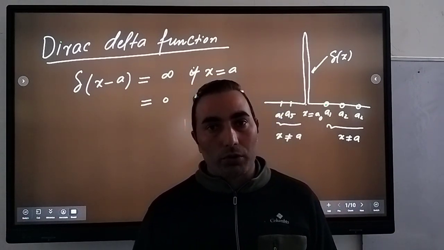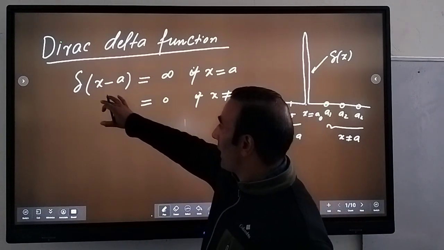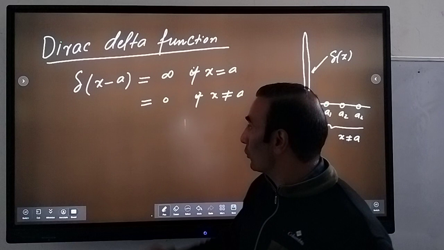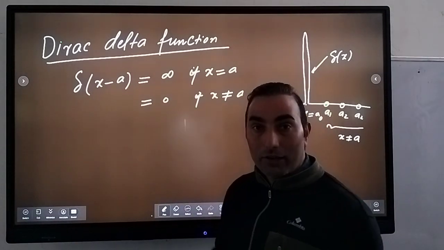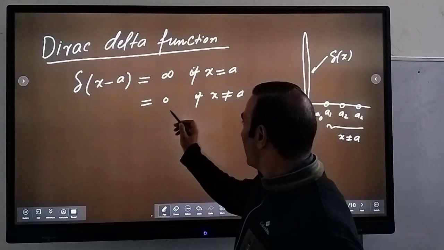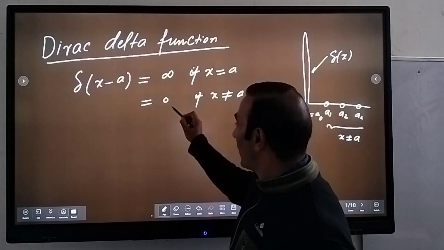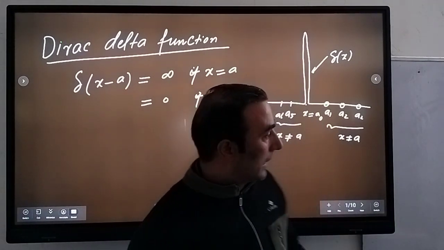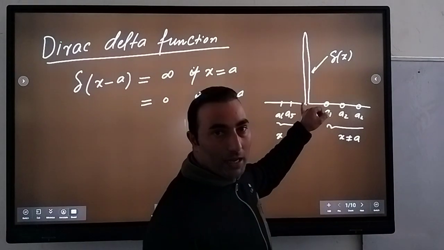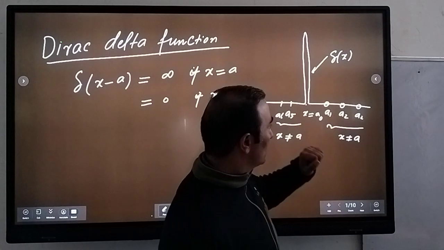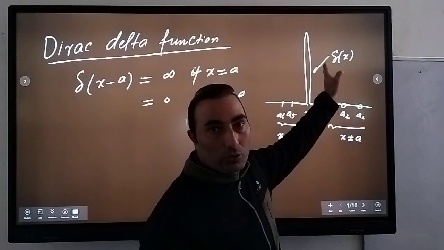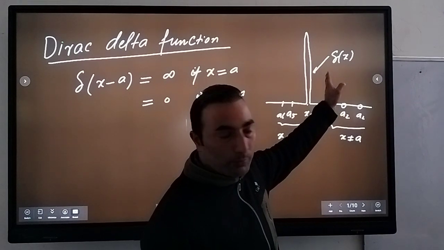We are defining this Dirac delta function by delta of x minus a. It can have an infinite, maximum value if x equals a, and if x is not equal to a, it will be equal to 0. So at the origin, at x equal to a, it has its maximum value.